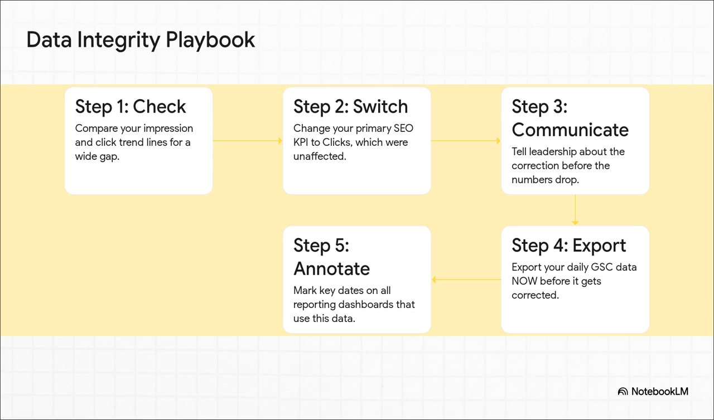First, do a quick health check. If your impressions shot up while your clicks stayed flat, yep, you were affected. Second, immediately switch your main KPI to clicks. Google confirmed those are accurate. Third, get ahead of this. Talk to your leadership now before they see the numbers change. Fourth, go into Search Console and export your daily data right now before Google corrects it, so you have a historical record. And finally, number 5, go into all of your dashboards and reports and annotate them with these key dates.